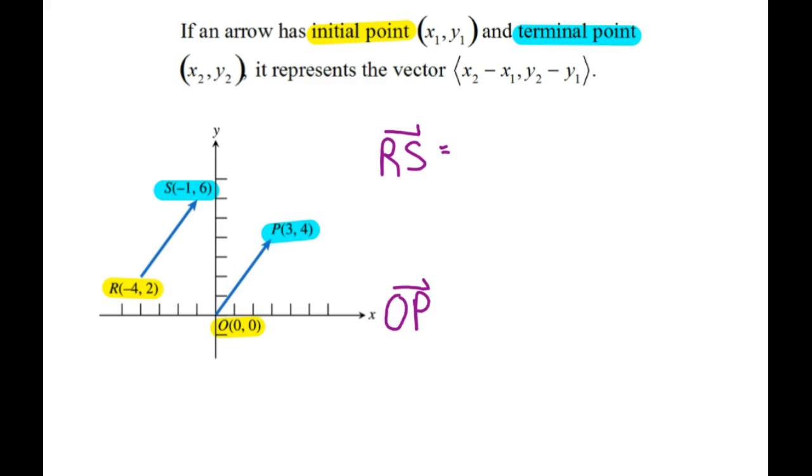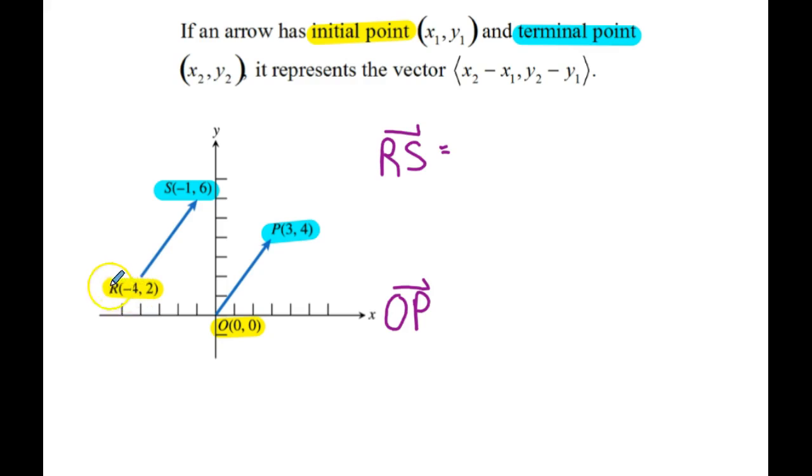Now we're going to relate some of that vocabulary to vectors in the coordinate plane. If an arrow has initial point (x1, y1) and terminal point (x2, y2), it represents the vector in component form where we're subtracting our x values and subtracting our y values, finding those differences. So if we want to find the component form for vector RS, we know this is referring to a vector because we have a line above it with an arrow.